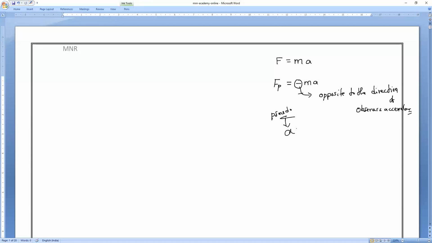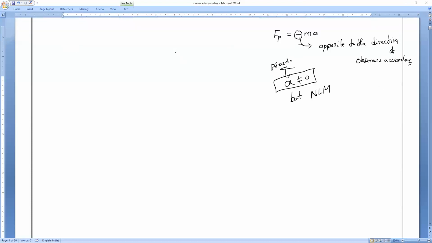So wherever the observer's acceleration is not equal to 0, but still if you want to apply the NLM, what do you mean by NLM, everyone? Newton's laws of motion. Then we will introduce a concept called pseudo force.